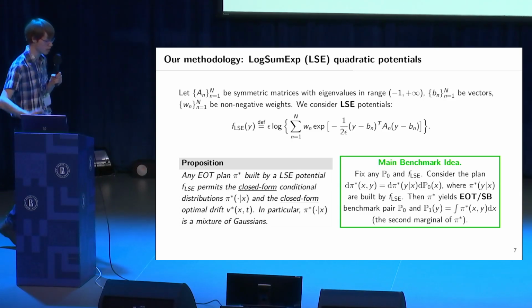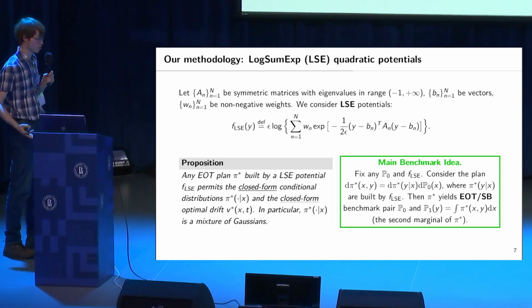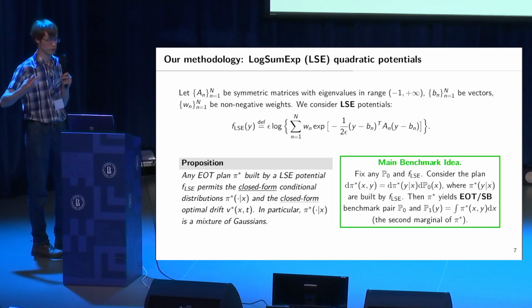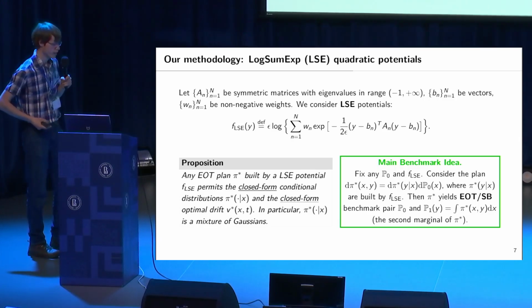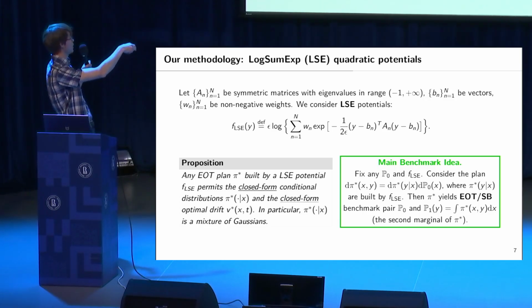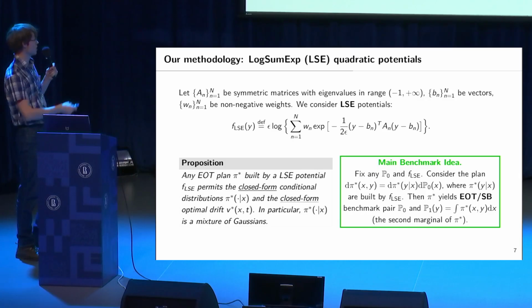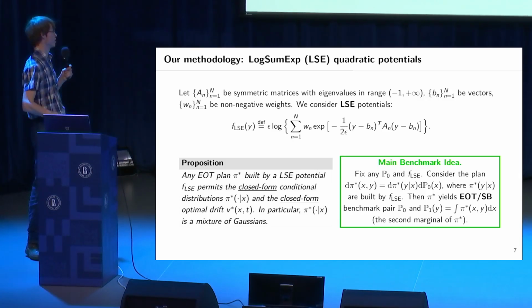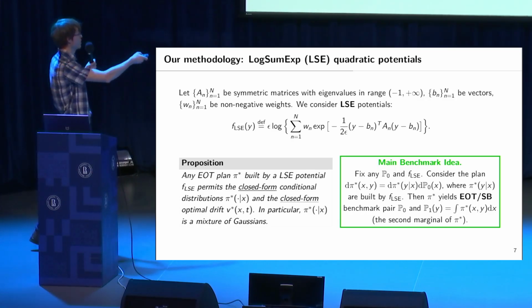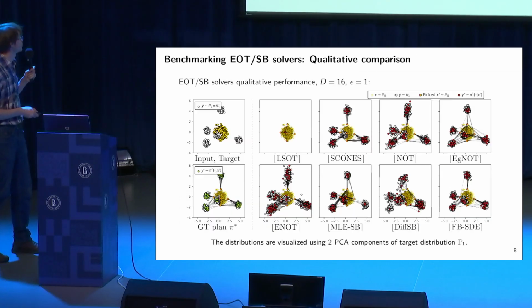So what is the main benchmark idea? How do we construct benchmark pairs? The idea is as follows. We have distribution P0, which can be arbitrary, for example, a distribution of images. And we pick any LSE potentials. And we construct the P star distribution just by multiplying the conditional distribution by the source distribution. And this yields us our desired benchmark pairs, distributions P0 and P1, where at least samples from these distributions can be easily obtained.